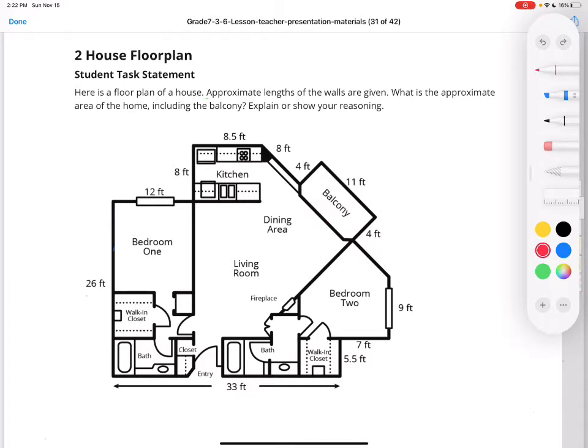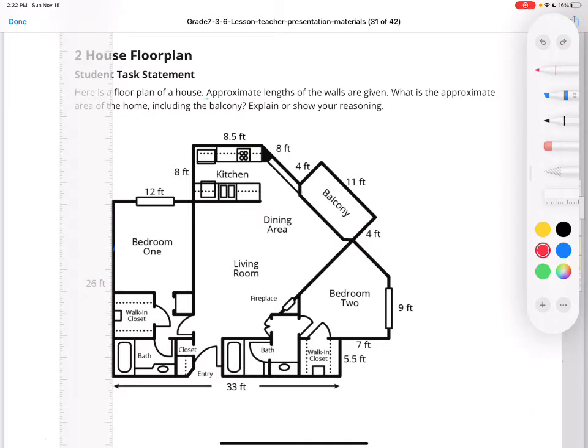Now, when I first looked at this image, I saw a bunch of numbers and I felt a bit overwhelmed. I'm not going to lie to you guys. But there is a way we could solve this. So the first thing I want you to do at home is to grab a ruler or something with an edge. And what we're going to do is make a rectangle out of this shape that's given us for this floor plan. So here's what I mean by that.